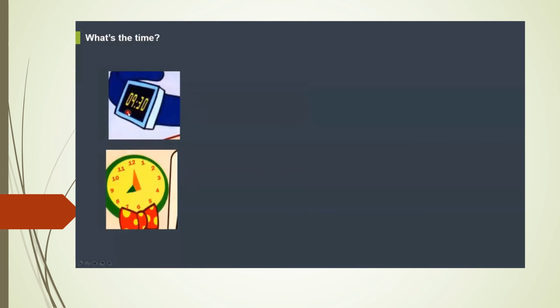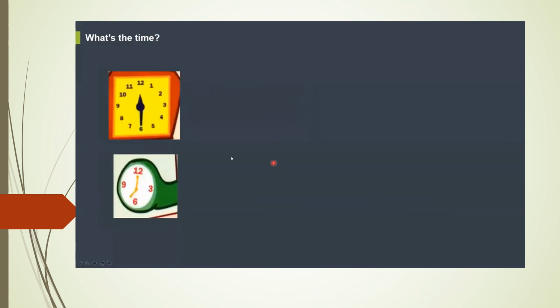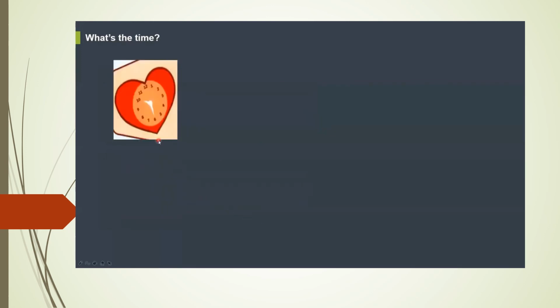What about this? It is 9:30. Next one will be, it is 8 o'clock. How about this? The short one is pointing up and the long one is pointing at 6. So we're going to use half past. Is it 12 or is it 11? It's 11:30 because it hasn't reached 12 yet. Next will be, it is 7 o'clock. Okay, the last example here: the long needle points at 6. So the time will be 10:30.